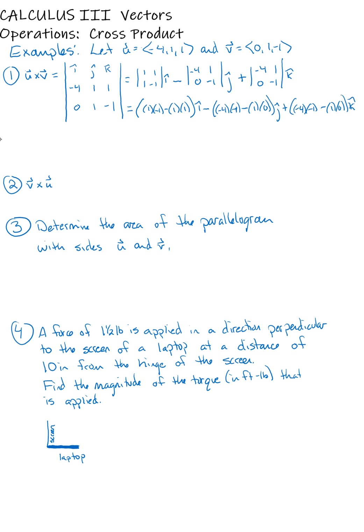Whew, all right, so with a little arithmetic, we end up with -2i minus 4j, and that ends up being plus 4k, which of course we could write as -2, -4, 4.